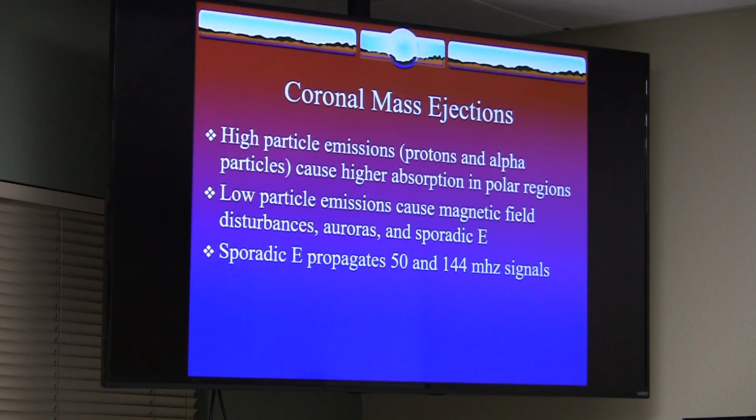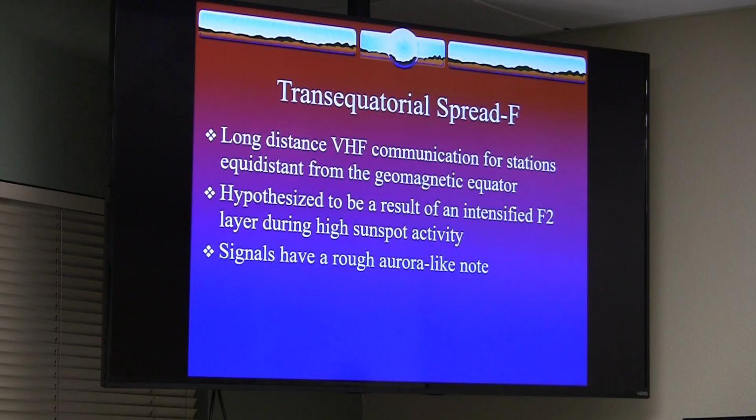Sporadic E, though, gives you that tropospheric kind of effect a little bit, where the E layer opens up and you'll get some 50 to 144 megahertz. You can actually talk on an HT out to Hawaii. You can get a shot right through.